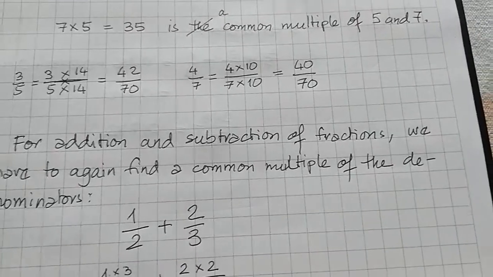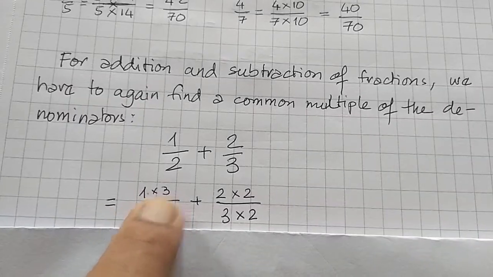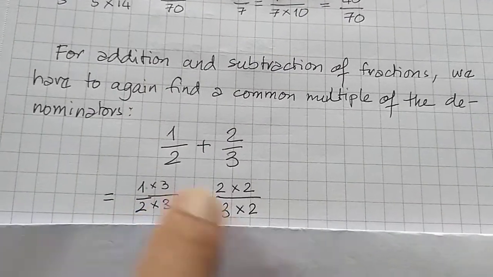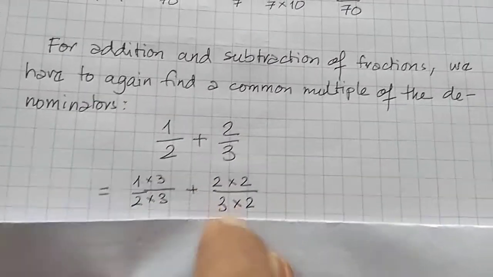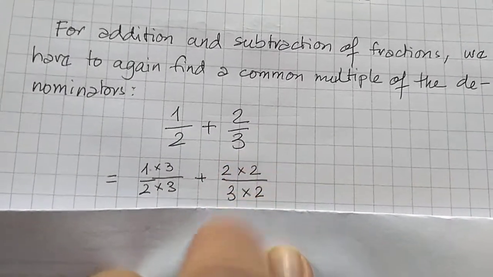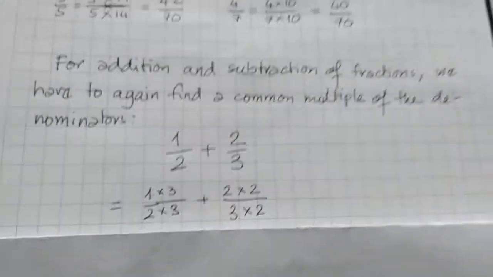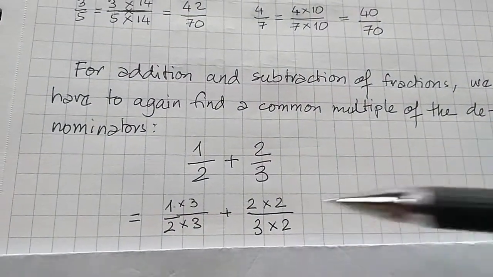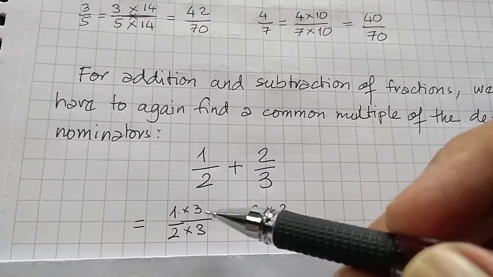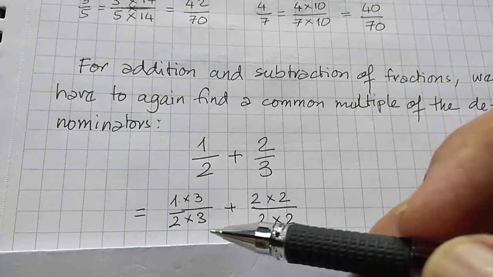So we can rewrite this as 1 into 3 over 2 into 3 plus 2 into 2 over 3 into 2. Why am I taking 2 here? Let me hold a pen. I am taking 2 here because there is a 2 there. I am taking 3 here because there is a 3 here.